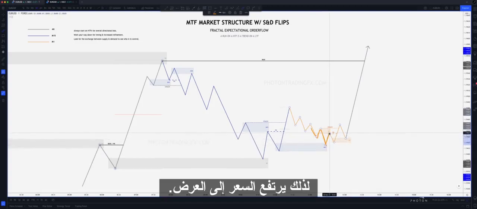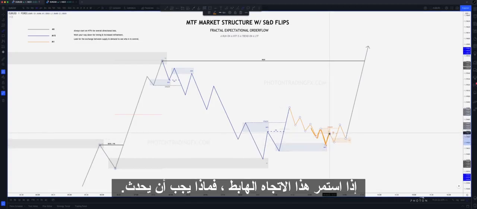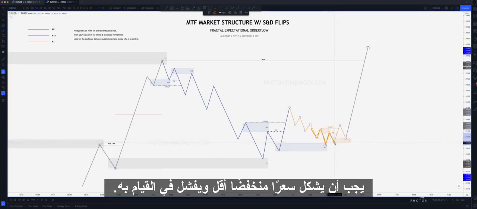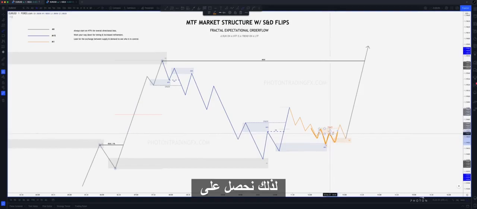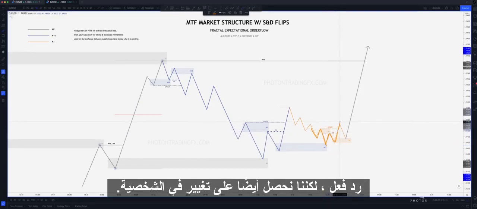So then the price pulls back up into supply. If that bearish trend is to continue, what should happen? It should form a lower low. Price then fails to do so. Demand steps in and it takes out the reaction, right? So we get the failed reaction, but we also get the change of character.